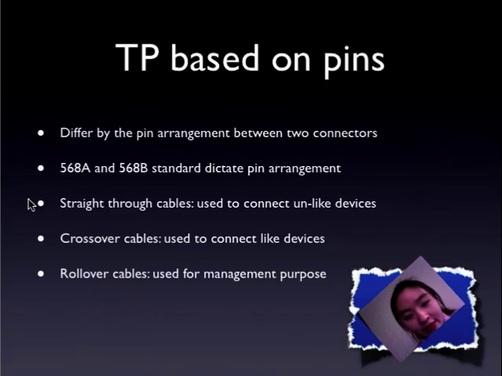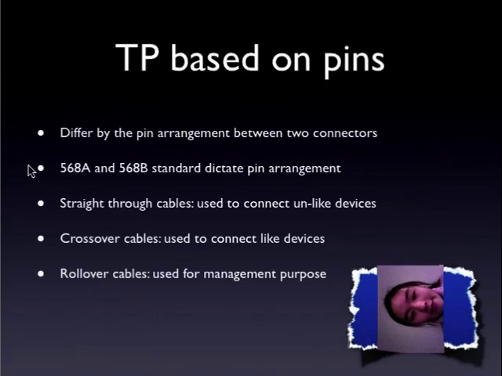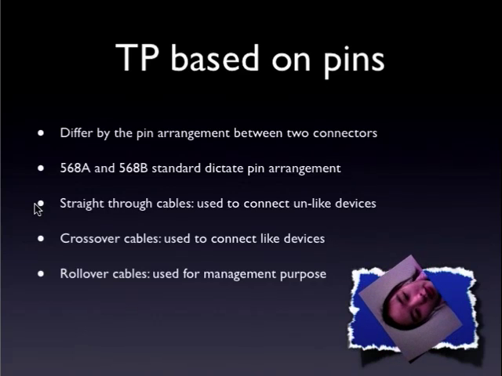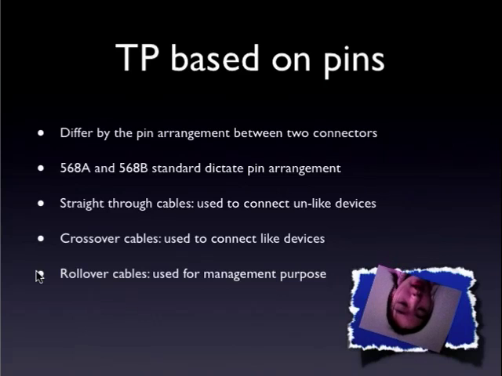There are 3 types of cables that we can classify based on the different pin output. 568A and 568B, remember, refer to wiring standards, whereas straight-through, crossover, and rollover cables refer to the cable itself and how its pins should be arranged.